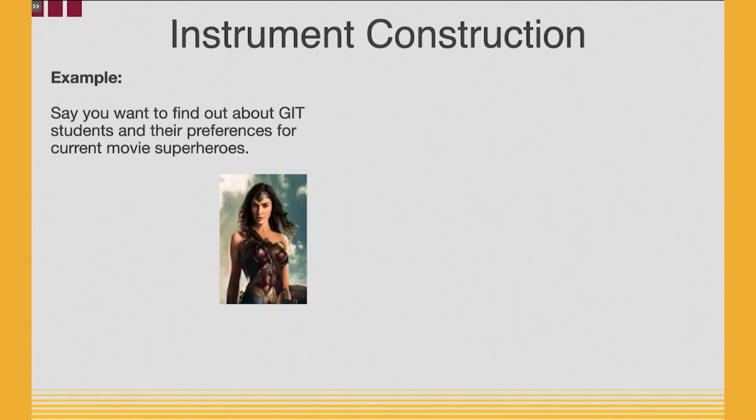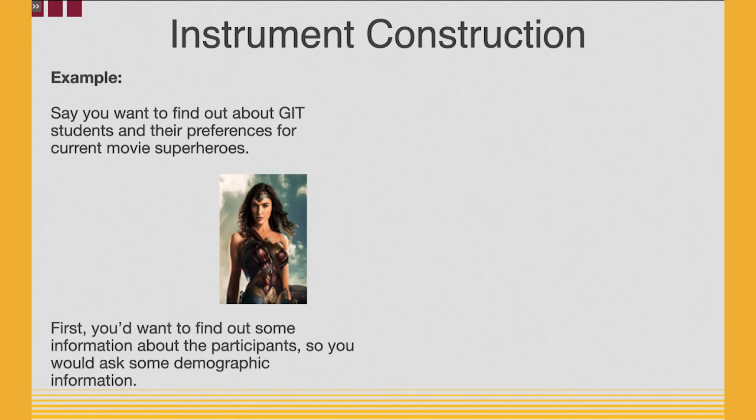Now here's a little example of how you might construct a survey about a particular thing. So say you wanted to find out about GIT students and their preference for current movie superheroes. There's a big thing going on now. We've got the Marvel superheroes, we've got the DC Comics superheroes. So I think that's always something that at least the undergrad students are always really interested in.